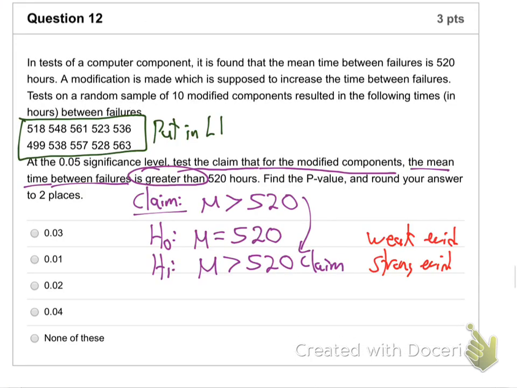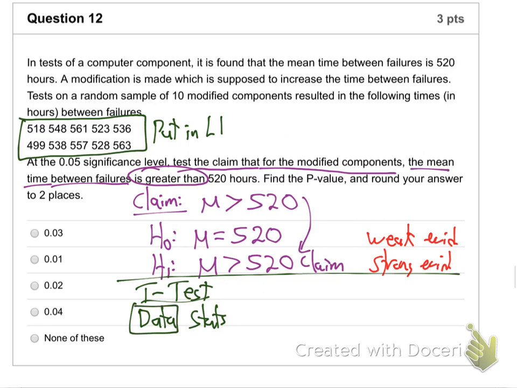So we'll choose t-test, data or stats. We choose data, and it'll say list. And so the list is L1. That's where we put our data. We're telling the calculator where to go grab the data list. It's in L1. Frequency is always 1, meaning each of those numbers only appears once. And we're going to do greater than here, aren't we? Because that comes from H1. So put that in there.